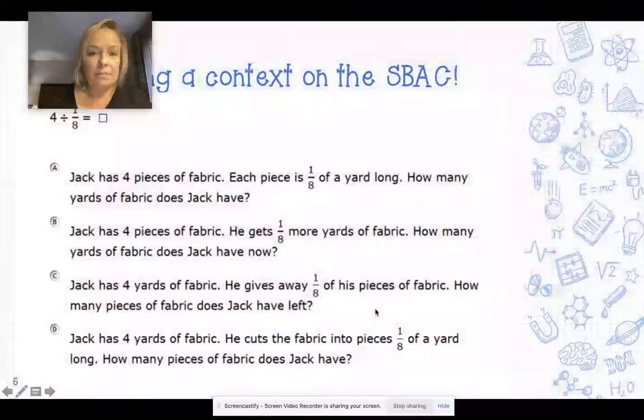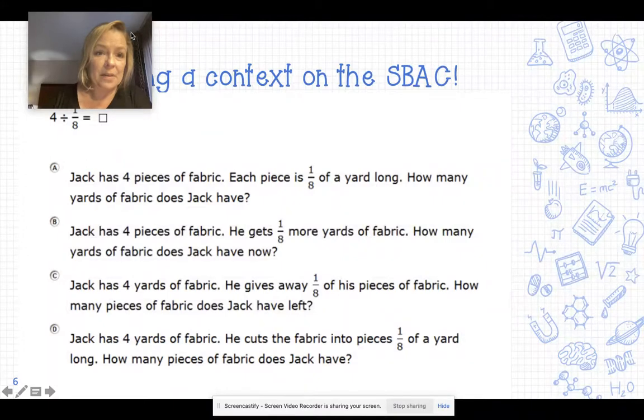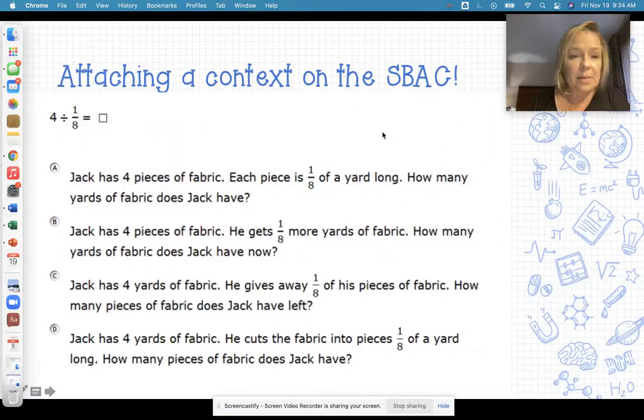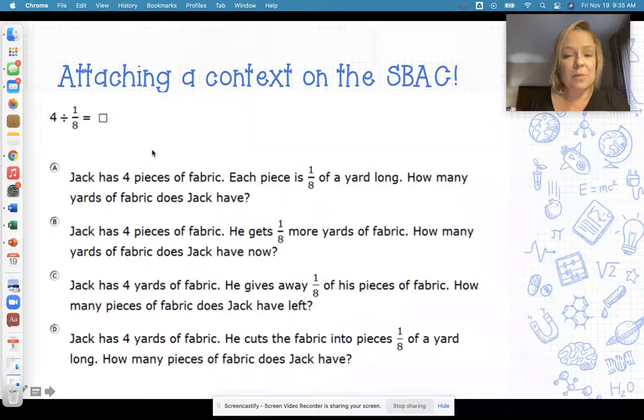Here we see it again in a fraction equation. So this is, again, now we're talking about 4th or 5th grade here, but 4 divided by 1/8 equals. And so this is important when we have students work on number sense and reasoning routines where they're asking a question and creating the context themselves. So what is the solution here? Is it Jack has 4 pieces of fabric? Each piece is 1/8 of a yard long. How many yards of fabric does Jack have?